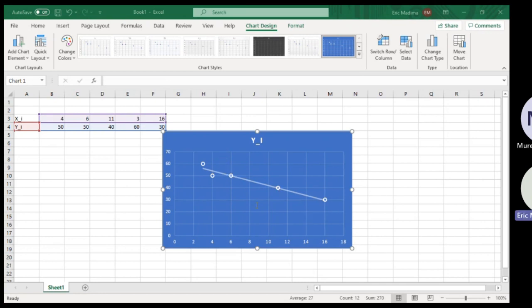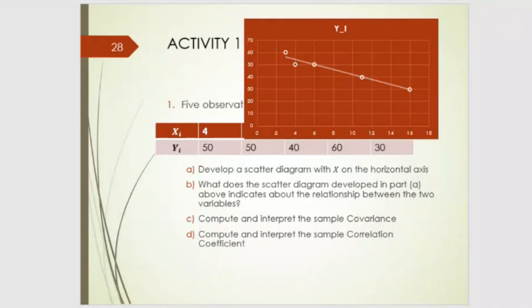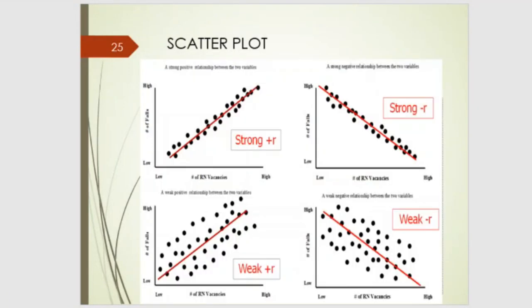Okay, it says, what does the scatter diagram developed in part A above indicate about the relationship between the two variables? So it means, hold it, and then we go to this one. What can we say? Compare that scatter plot with this one. It has got a strong negative relationship. Can you see? Yes, I can see. Can you see this one? Yes, compare with this one.